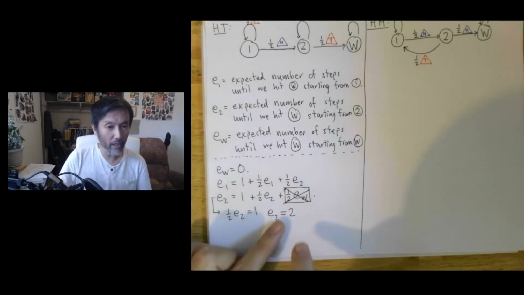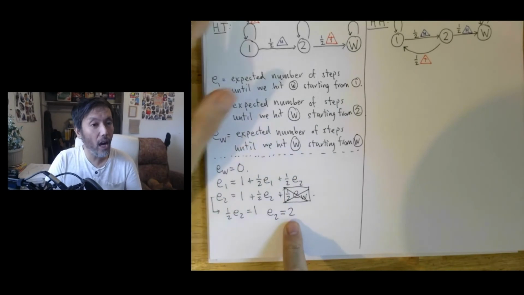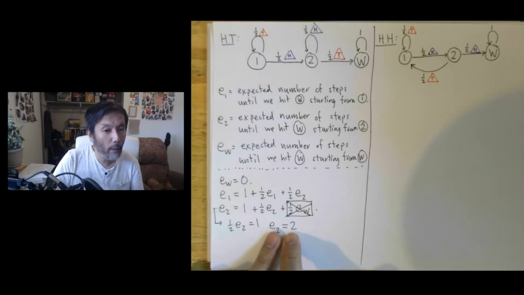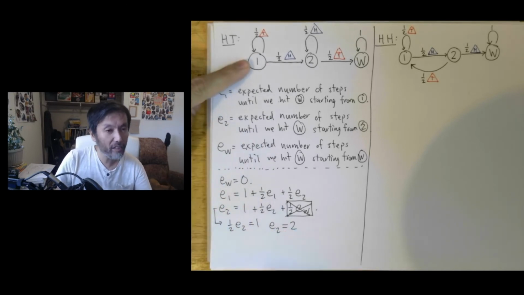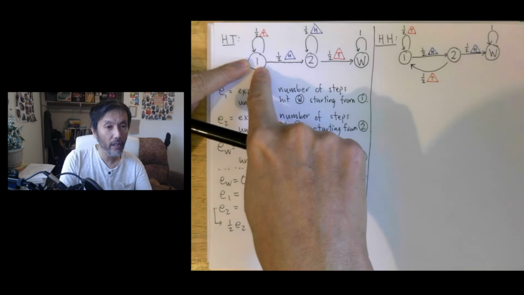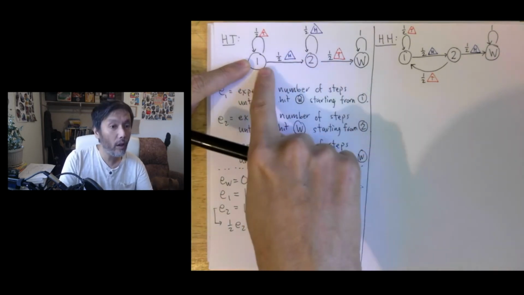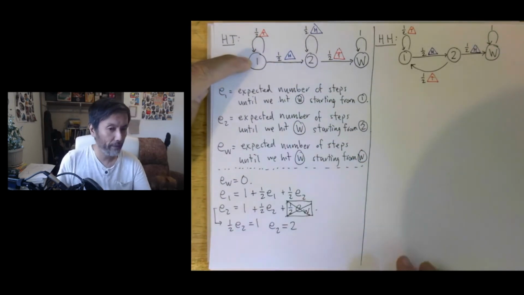Which is a nice fact to know, but it's not what we're interested in. Remember what we're aiming for. We start in state 1. So we would like to know the expected number of steps in this Markov chain to get into W starting from 1. In other words, we want E1.